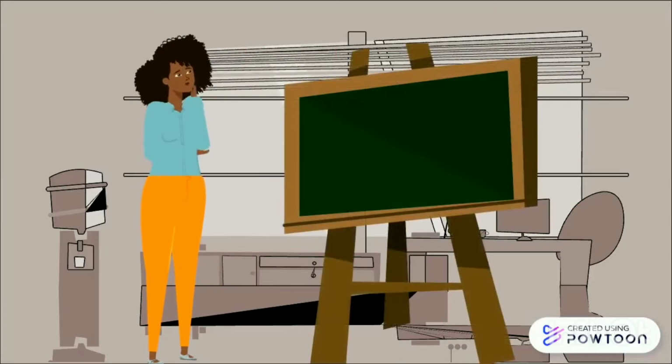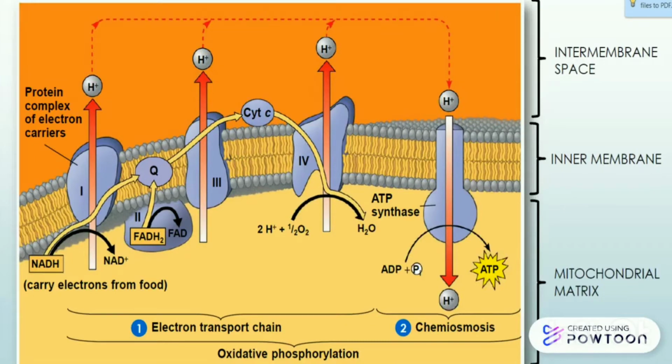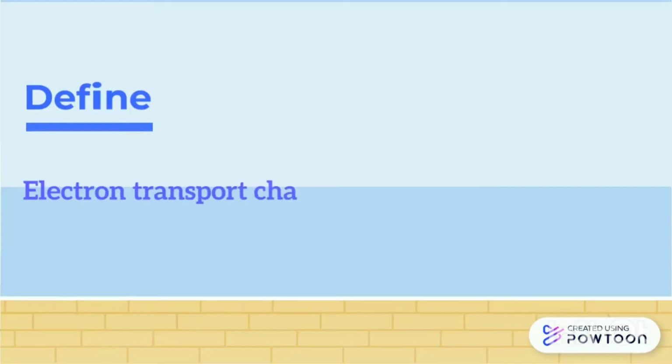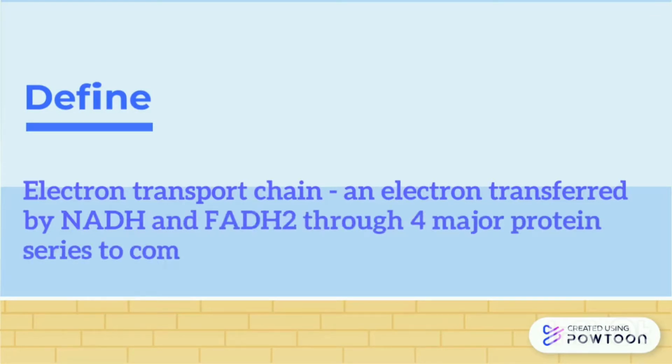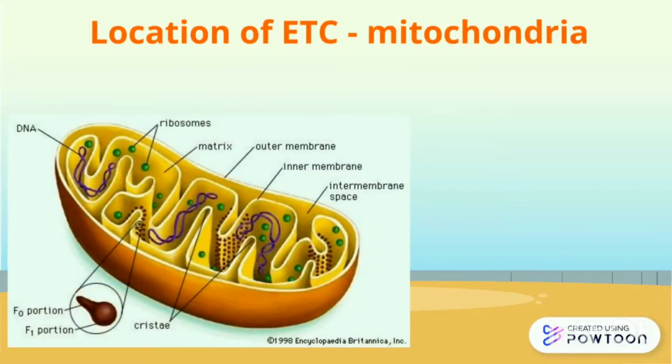Today we are going to learn about the electron transport chain. The electron transport chain is defined as electrons transferred by NADH and FADH2 through four major protein complexes to combine with oxygen, producing water. The electron transport chain occurs in the inner membrane of the mitochondria.